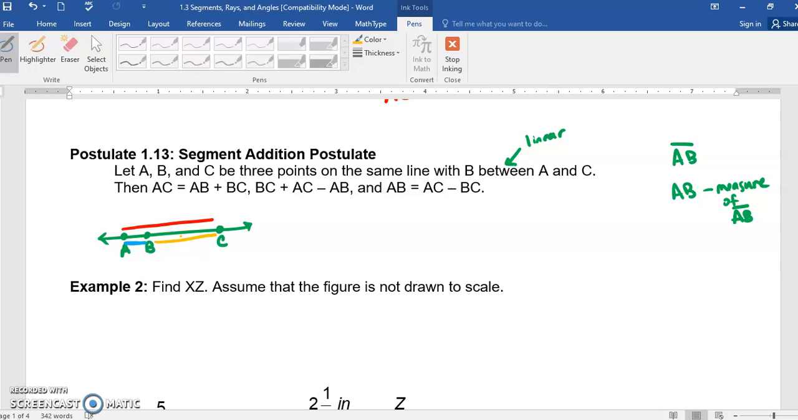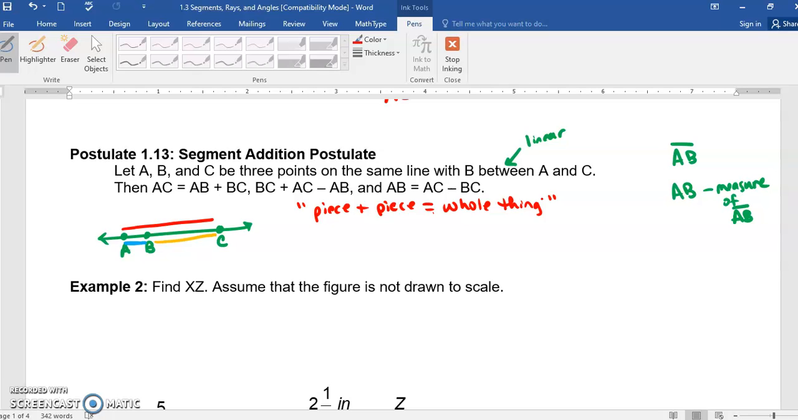Let's put it in nice little terms. It's piece plus piece equals whole thing. There's no overlap in my orange piece and my blue piece. They connect. So segment addition postulate is, in simple words, piece plus piece equals whole thing. If we have the whole thing and take away the same piece, it's going to be equal.